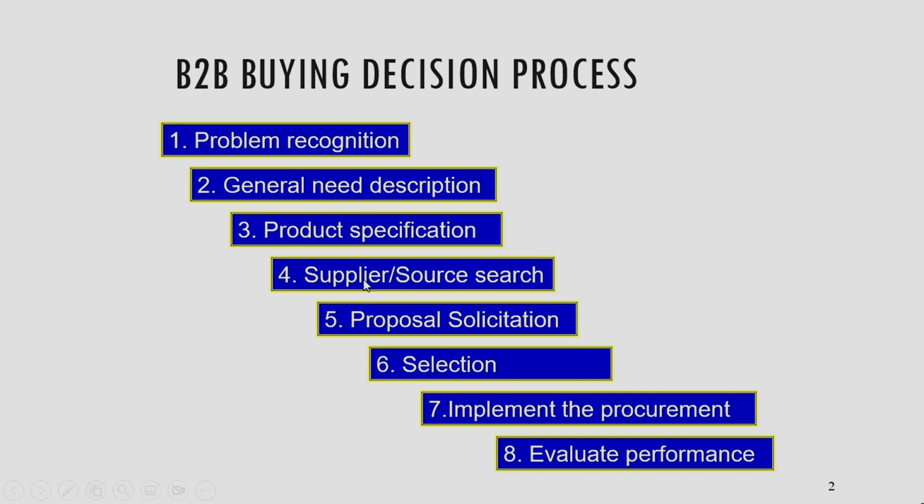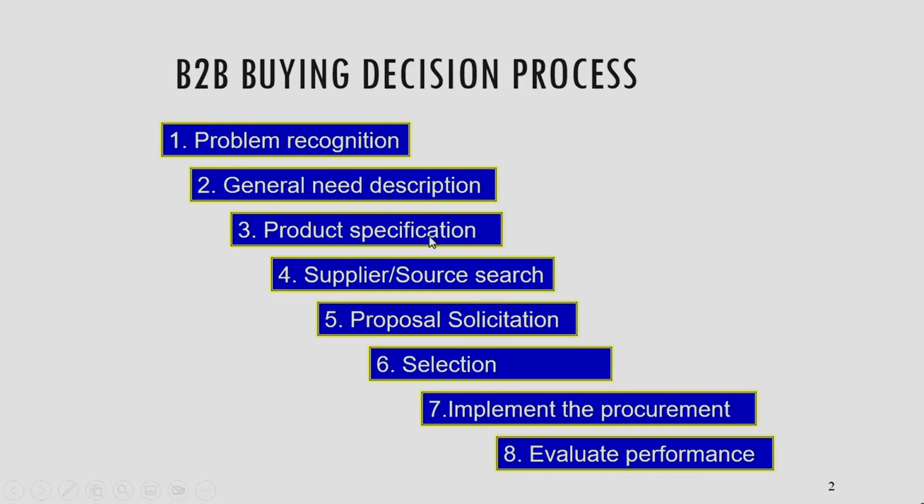So, when the supplier search is going on, sometimes based on preliminary feedbacks coming from the prospective bidders, there may be some changes made in the product specification or general need description. The buyer might scale up or scale down some of their initial specifications. So, this 2, 3, 4 go often in a loop, and through an interactive process among these 3 steps, the final bid solicitation may be happening.